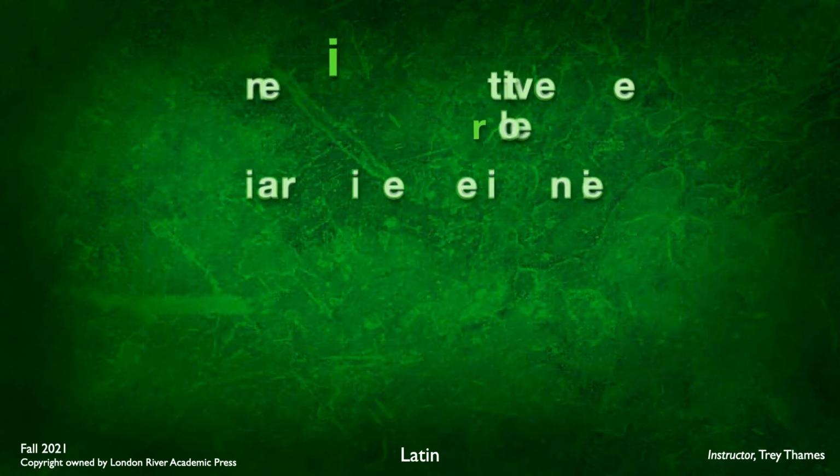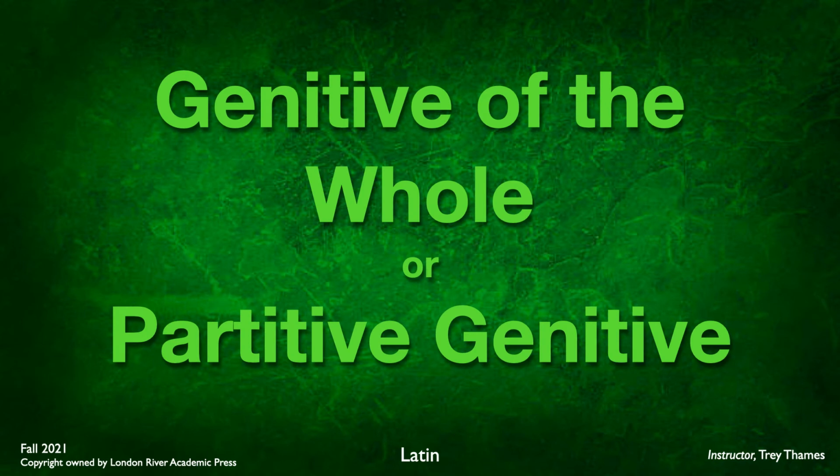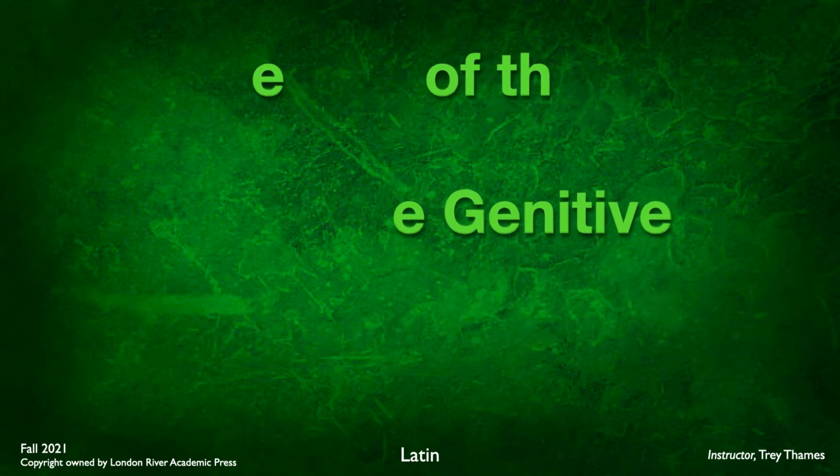Now, we're going to look at a couple of grammar concepts that some people find a little bit challenging. We're going to see if we can work our way through them here. The first one is called genitive of the whole, or sometimes it's called partitive genitive. Let's look at these.